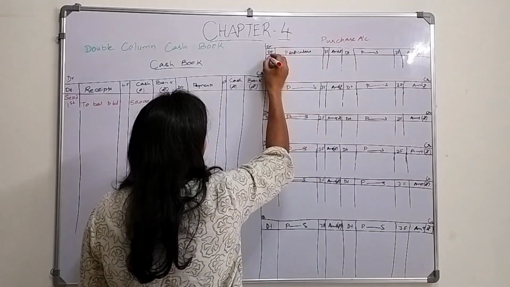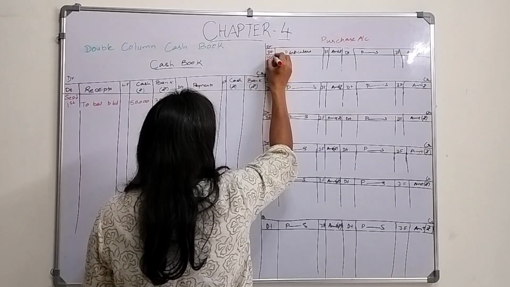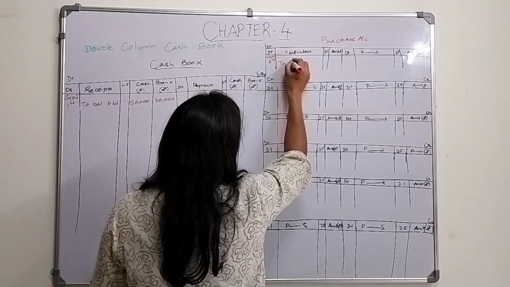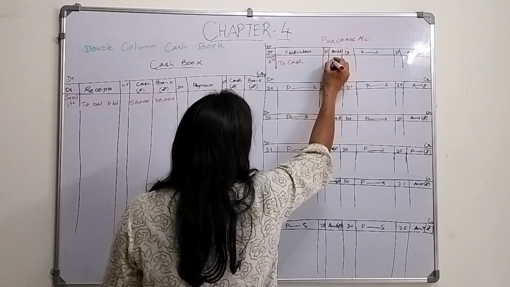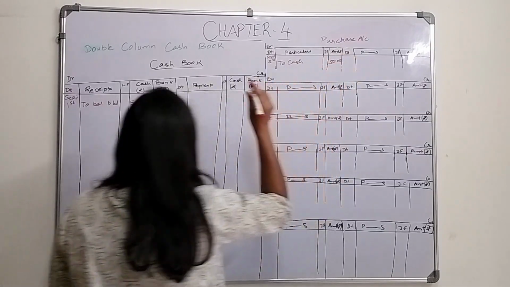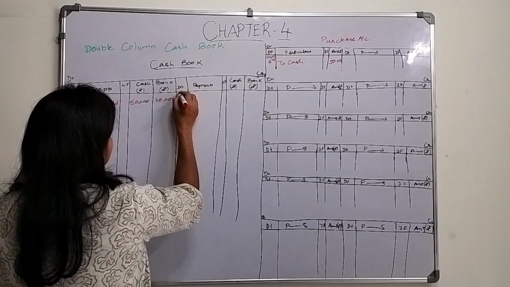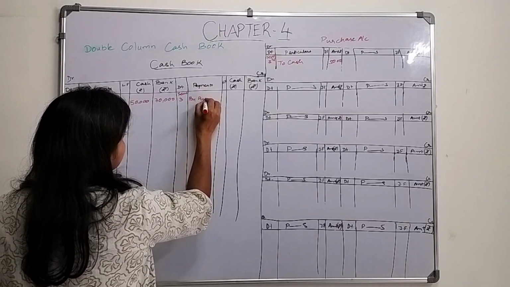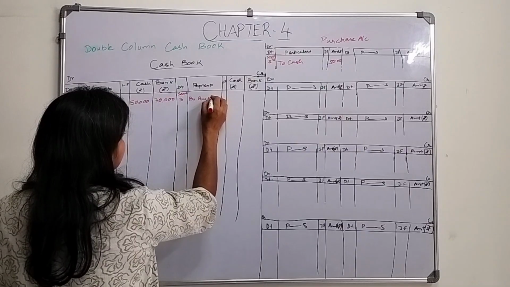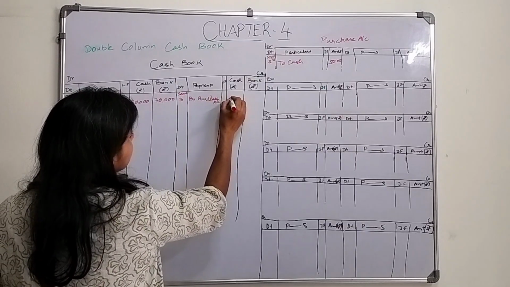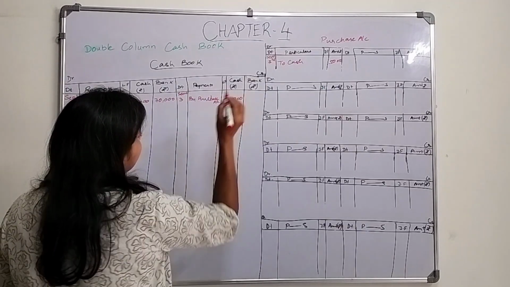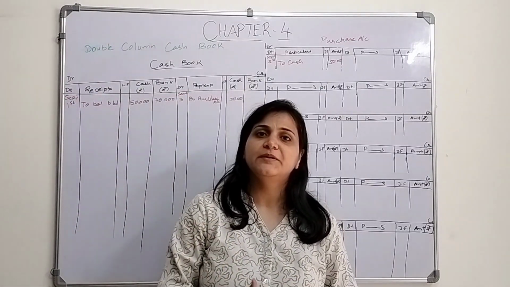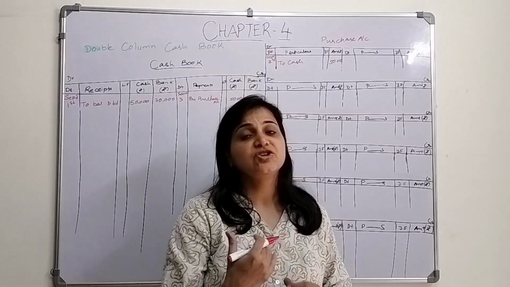Okay. On September 3rd, I purchased goods worth rupees 5,000 for cash, and cash decreases by purchase account 5,000. Okay. Next, I purchased a machinery worth rupees 10,000 by making a check payment.